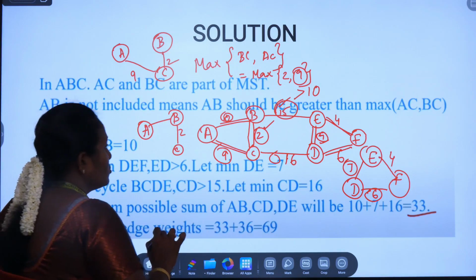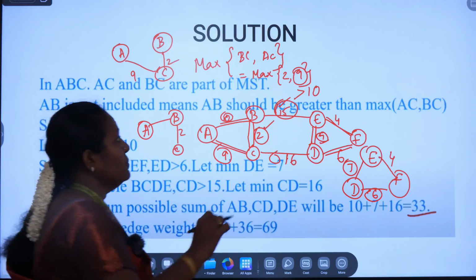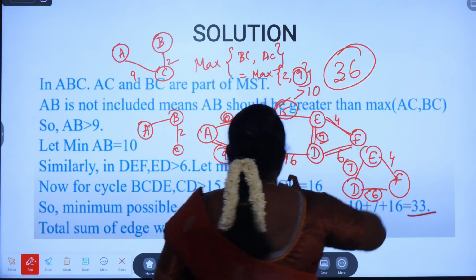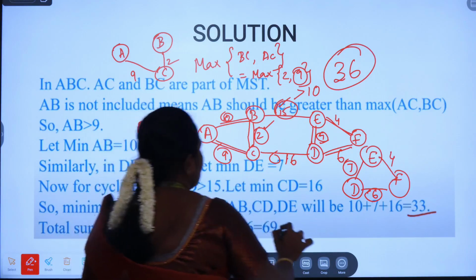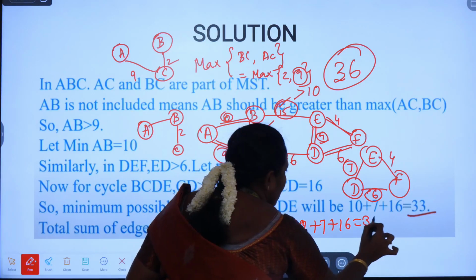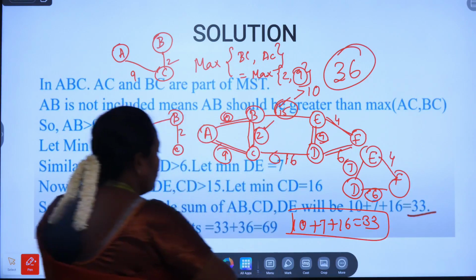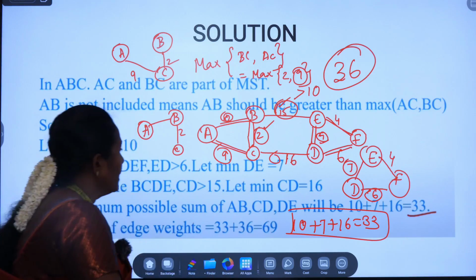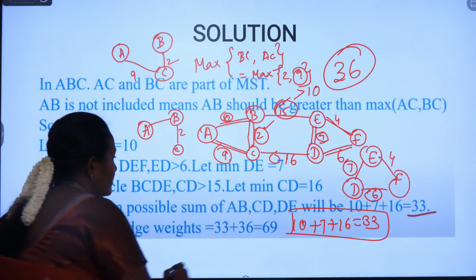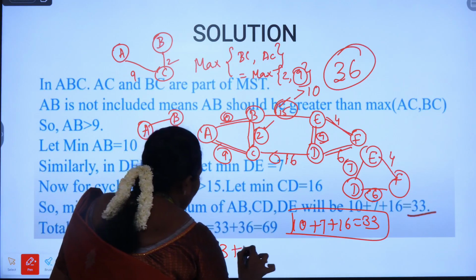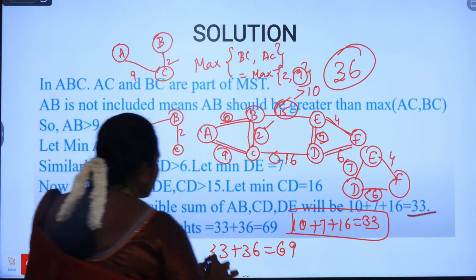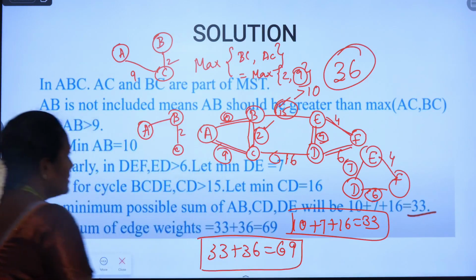So what did you get? Here 16. Already they have given in the problem that the weight for the remaining edges is 36. What we got for the others is 10 plus 7 plus 16, that is 33. So the total weight for the problem is 33 plus 36. 33 plus 36 is 69. Therefore, your solution for this problem is 69.